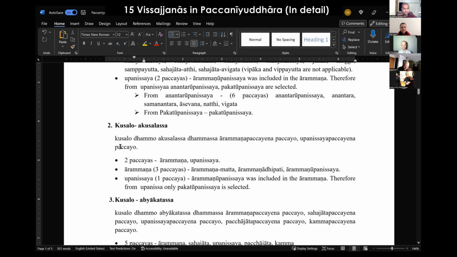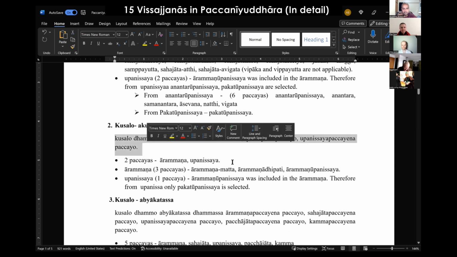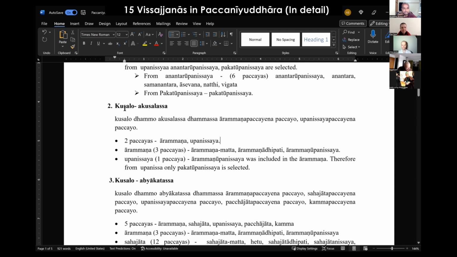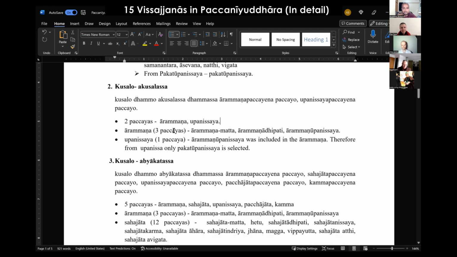Then we move to the second one in the Pali: Kusalo Dhammo Akusalassa Dhammassa ārammaṇapaccayena Paccayo, Upanissaya Paccayena Paccayo. So in the combination of Kusalo Akusalassa, we are looking at 2 Paccayas, Ārammaṇa and Upanissaya. From Ārammaṇa, 3 Paccayas are selected: the ārammaṇamatta, ārammaṇādhipati, and ārammaṇūpanissaya. And from Upanissaya, we select only 1 Paccaya because the ārammaṇūpanissaya is already included in Ārammaṇa. So only the Pakatūpanissaya is selected here.